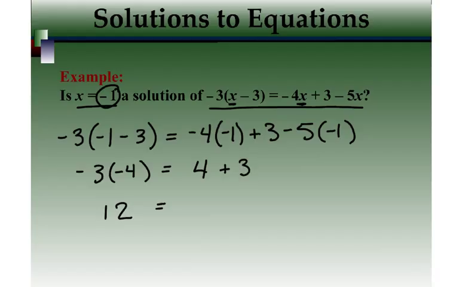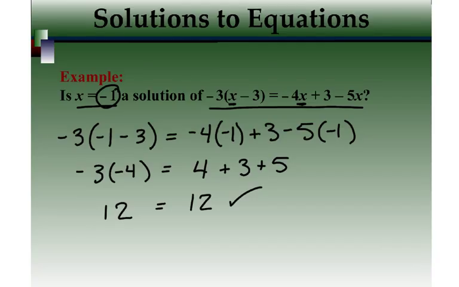Then I'm just going to drop down that 3. And then basically here we have a negative 5. See, negative 5 times a negative 1, that becomes positive, so we have plus 5. Add that all up, we end up with a positive 12. So it is true that x equals negative 1 is the solution for this equation, because this statement here is true when you plug in negative 1.